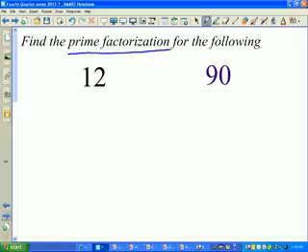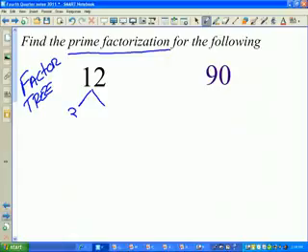Now, prime factorization you have seen before. I think a lot of this you've seen before. If you remember, back in the days of elementary school, you dealt with the factor tree. I have 2 examples here: 12 and 90. I want to think of 2 numbers multiplied together to give me 12. So I can use 3 times 4. I could have used 6 times 2.